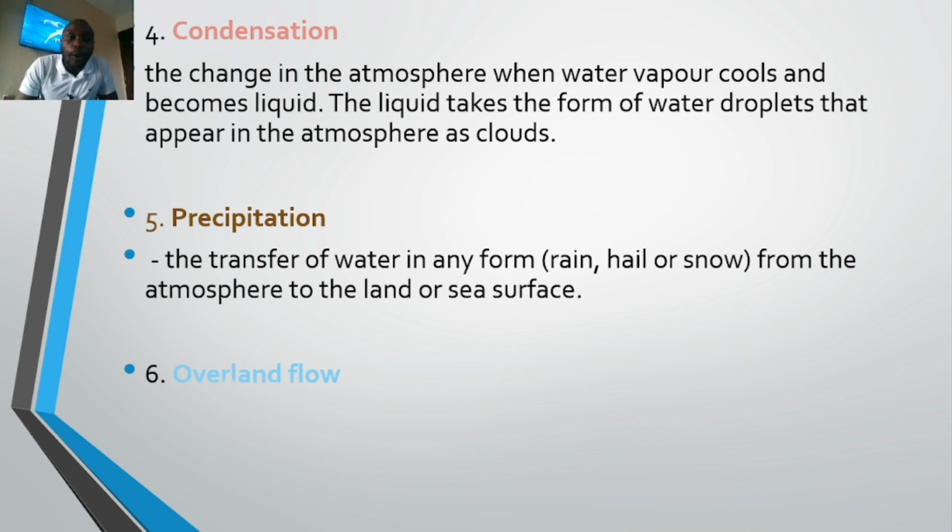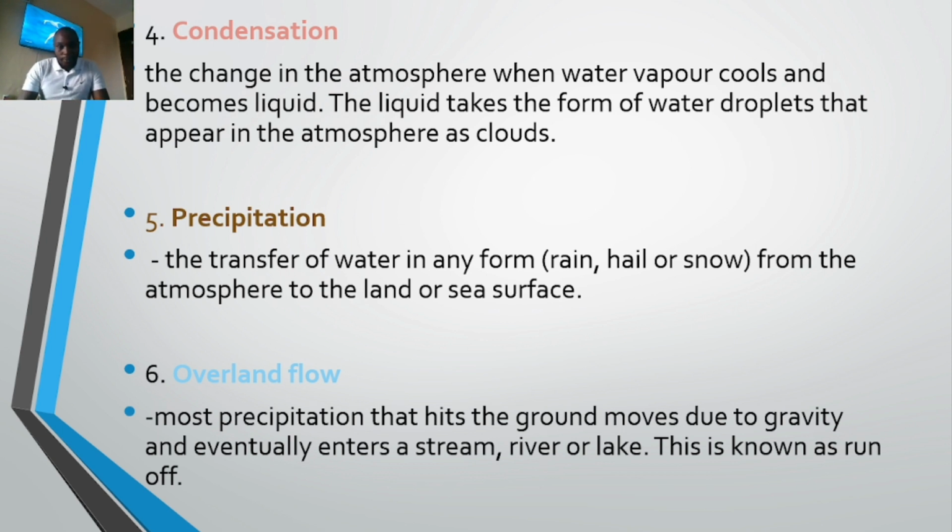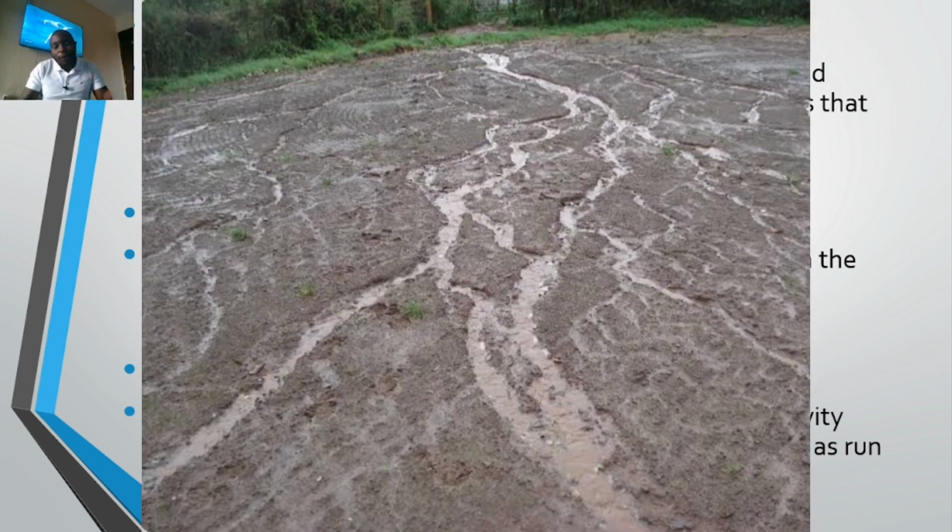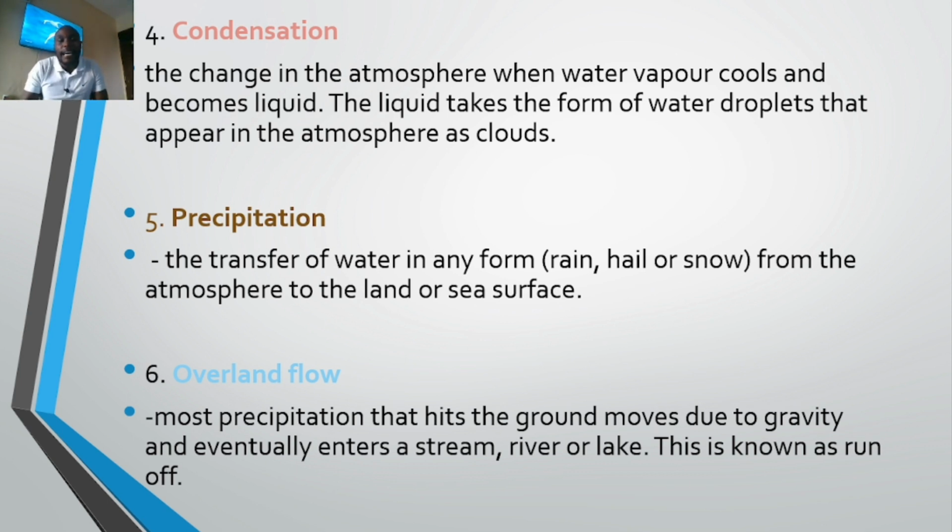Then we have another one, overland flow. What is it? You see that when precipitation has fallen on the ground, it is now moving. It's moving on the ground, just over the land. That's what we mean by overland flow, over the land. Precipitation has fallen on the ground and is now moving due to the effect of gravity. Remember, it can't climb a hill. It moves due to the effect of gravity, and this is what we call surface runoff. So overland flow is also what we call surface runoff. Most precipitation that hits the ground moves due to gravity and eventually enters a stream, river, or lake.